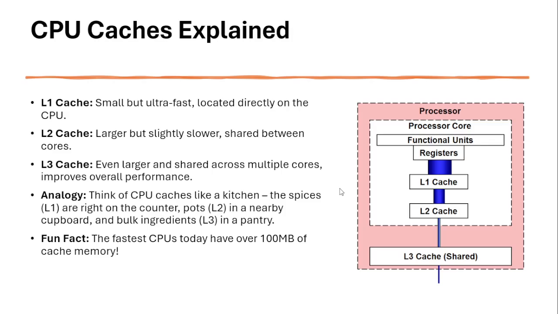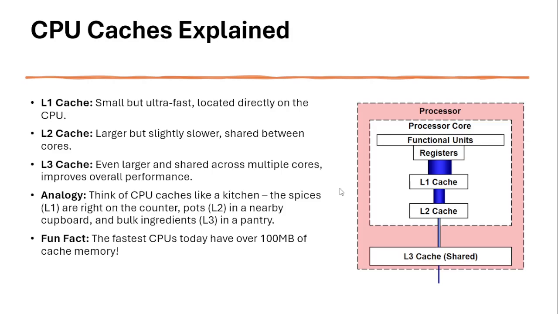First, we'll start with L1 cache. The smallest but fastest type of cache, it's built directly into the CPU core and stores the most frequently accessed instructions and data. Because it's so close to the processing unit, it provides the fastest access time. Think of it like the spices in your kitchen, always within arm's reach, so you can quickly grab them while cooking. Next, we have L2 cache.